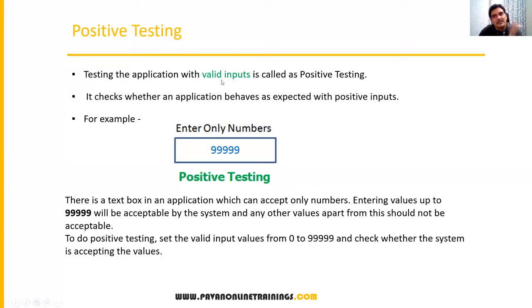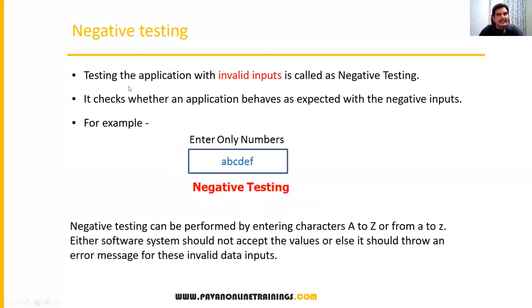So testing the application with the valid inputs is called positive testing. It checks whether an application behaves as expected with the positive inputs. And this is an example. Now, negative testing. Testing the application with invalid inputs is called negative testing. For example, in this box, it is accepting only numbers. But here we are trying to test whether it is accepting characters or not. When I pass numbers, it should accept. That is positive testing. Now, when I pass characters or spaces or special symbols, then it should not accept. That is our negative testing.